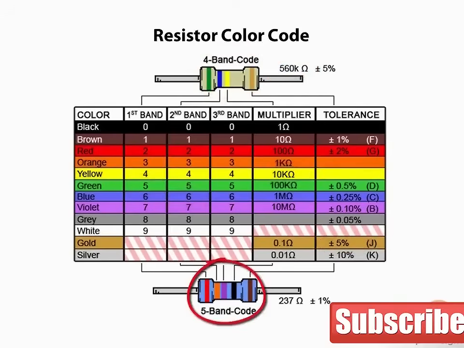Similarly, for a 5-band code, the first three bands give the value of the resistor, the fourth band the multiplier, and the fifth band the tolerance. This 5-band resistor is red, orange, and purple for the first three bands, giving us a value of 2, 3, and 7, with the fourth black band giving us a multiplier of 1 ohm, resulting in a value of 237 ohms for this resistor. The final and fifth band is brown, giving us a tolerance of 1%.